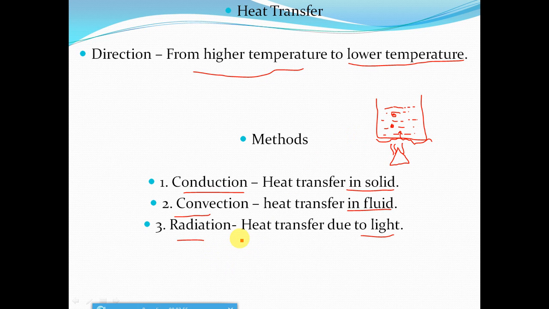And radiation: the heat transfer due to light. Here we have a simple example. The best example is sunlight. When we go in the sunlight, we can feel a little heat without any medium. So radiation does not require any medium. In the sunlight, people present there can feel some heat. That is called radiation, or electromagnetic wave. Heat transfer due to electromagnetic waves is called radiation.